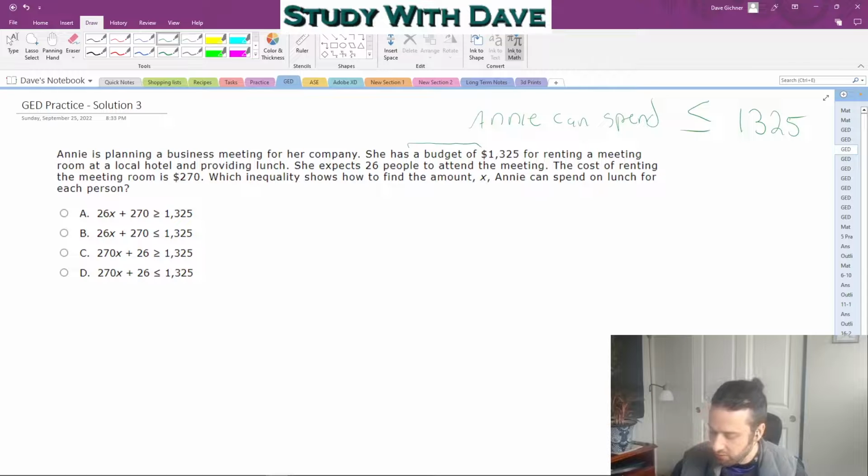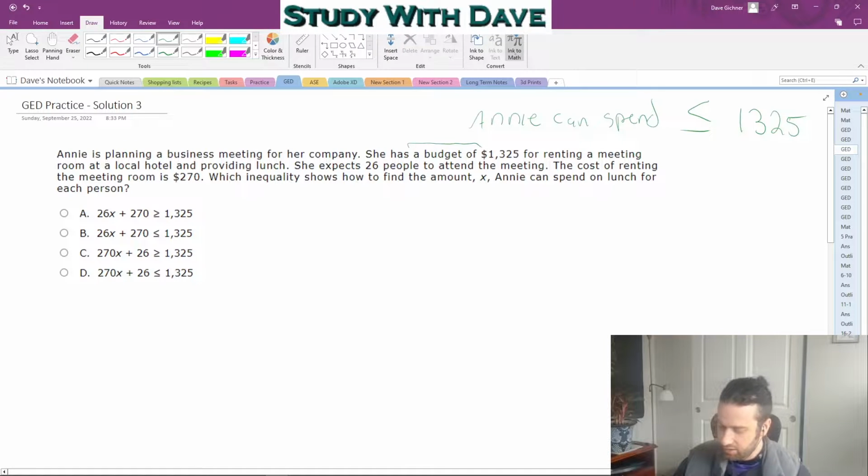So she has a budget of $1,325 for renting a meeting room at a local hotel and providing lunch. She expects 26 people to attend the meeting, and the cost of renting the meeting room is $270. Which inequality shows how to find the amount X Annie can spend on lunch for each person?